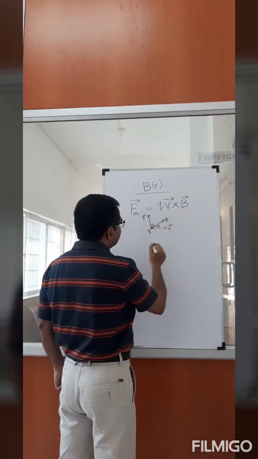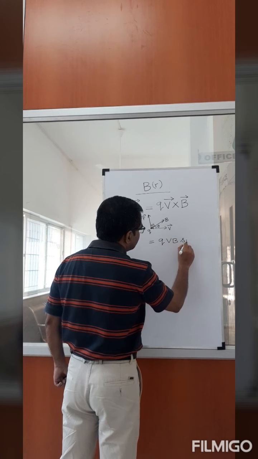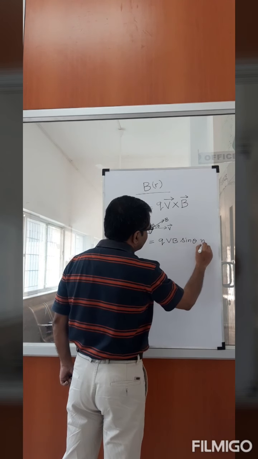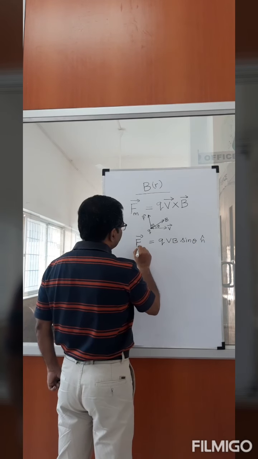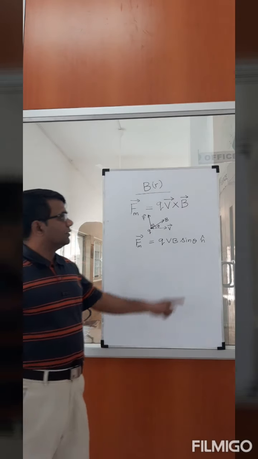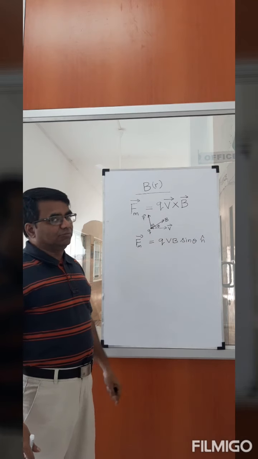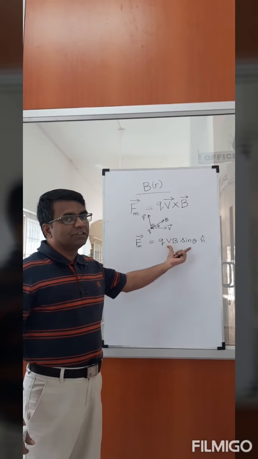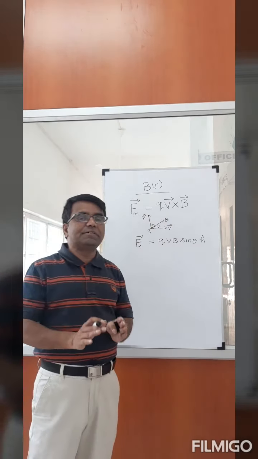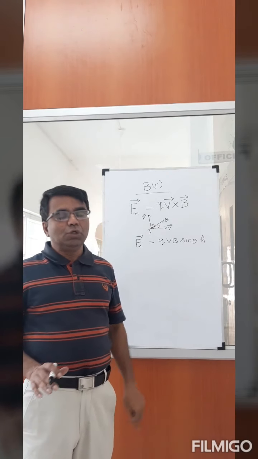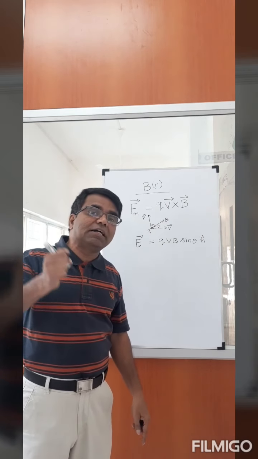So the magnitude can be written as Q V B sine theta, and then the normal vector. So that would be your F. This is the normal vector in the perpendicular direction. So Q V B sine theta is the magnitude of the vector. So Q V cross B, that's the force experienced by a moving charge Q with velocity V in an external magnetic field.